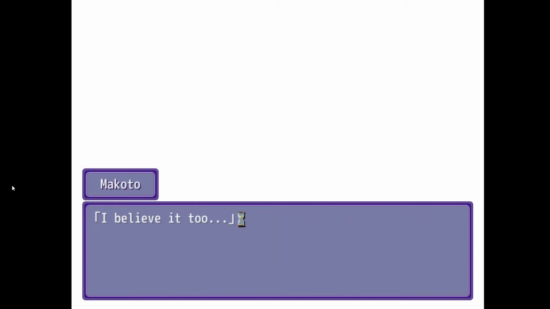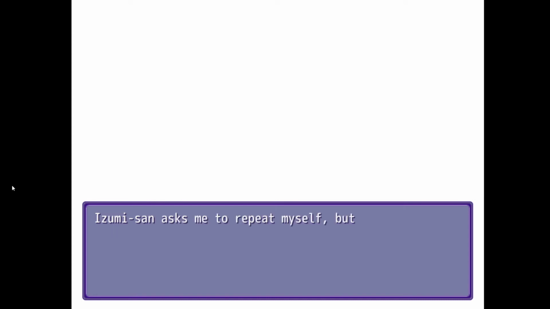Izumi-san, I believe it too. I believe in your warmth. Because I'll always be there. I'll always be there by your side. That's why I don't want to talk about any more foolish things. To me, you're neither a psychologist nor a professor. Just a... What? Izumi-san asked me to repeat myself, but I don't answer. I don't think I need to answer.